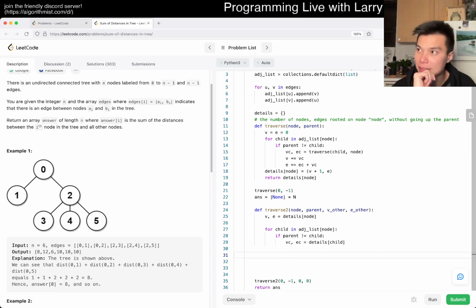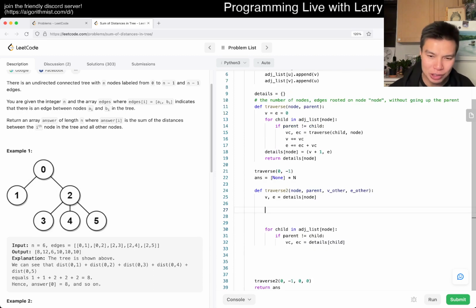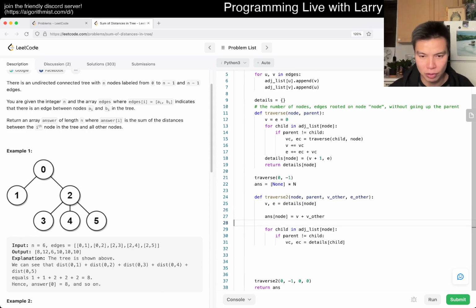Wait, do we care about this? I think, okay. I think maybe I just confused myself a little bit. Actually, I don't think we need to process the child. What we need to do is just answer of node is equal to v plus v other, right? Now coming one pair. Maybe I'm off by one, but I think that's all I need.